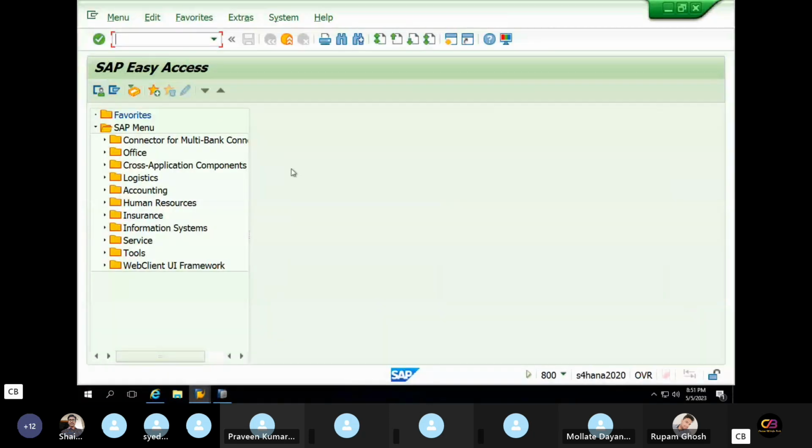So you will see this is a SAP screen. Can you see my screen? Anyone please confirm? Yes, yes, we can see.